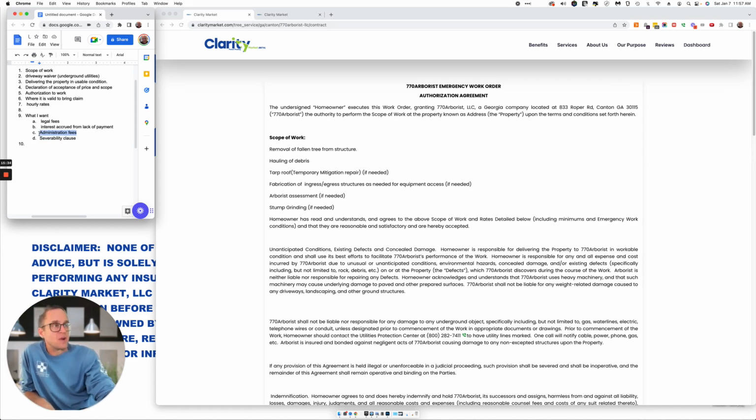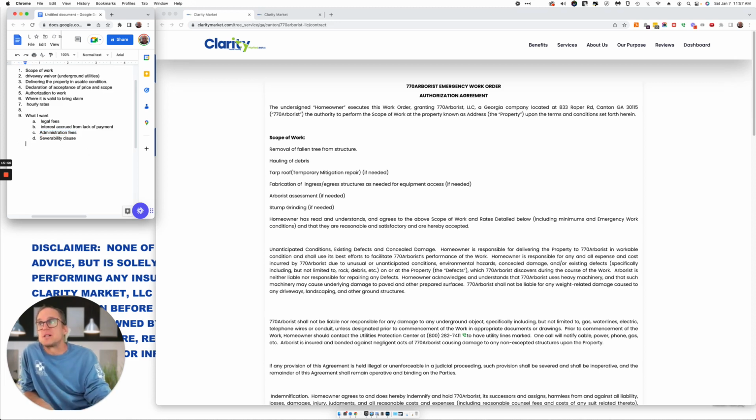And then administration fees. At the end of the day, if the carriers say, I need this, I need that, I need that, well, that's work. That is actual admin work. Put it in. I'm going to put in, hey, we're at X amount per hour. And then finally, a severability clause.